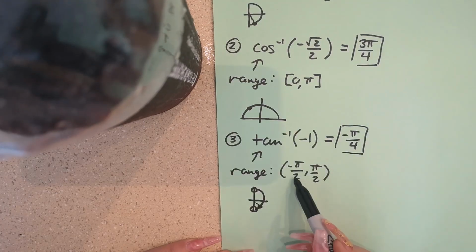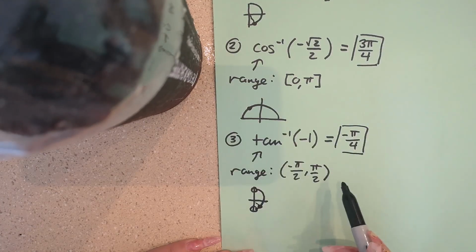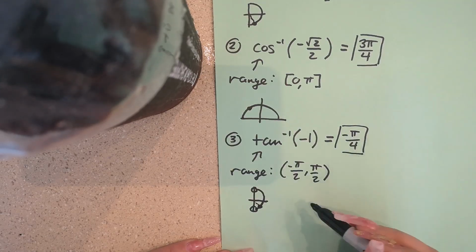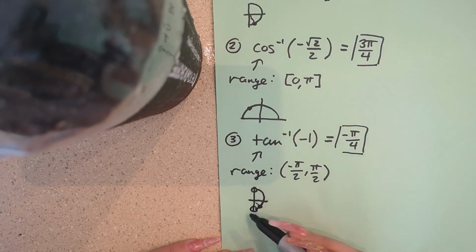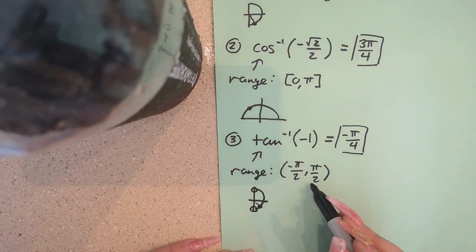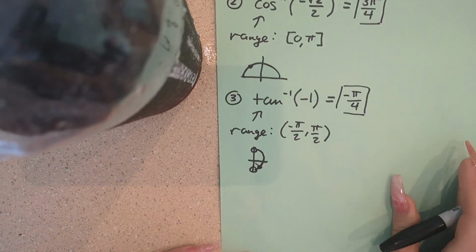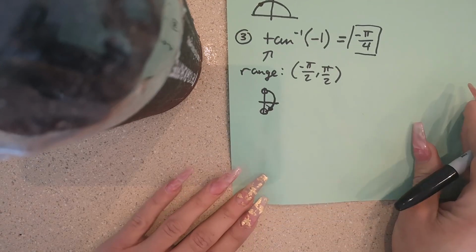Negative a fourth is in between negative a half and a half, so that looks good. Again, in this context, it would not be appropriate to write the answer as 7 pi fourths because that does not fall in this set. So those guys are strictly review problems.